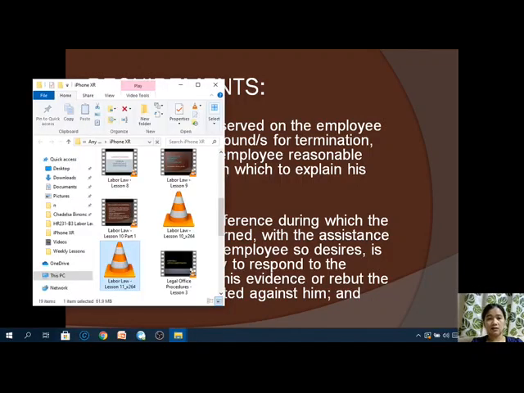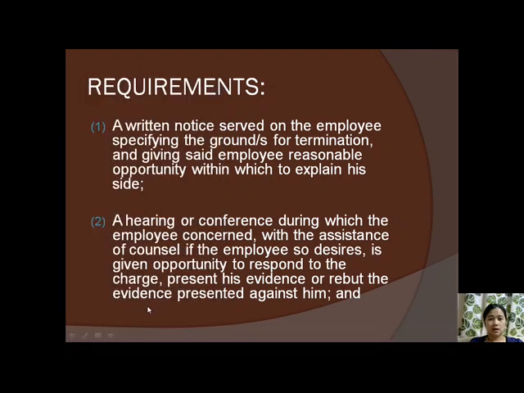And then a hearing or conference during which the employee concerned, with the assistance of counsel if the employee so desires, is given opportunity to respond to the charge, present his evidence, or rebut the evidence presented against him. So a hearing or conference is needed. During the hearing or conference, it will be discussed further.